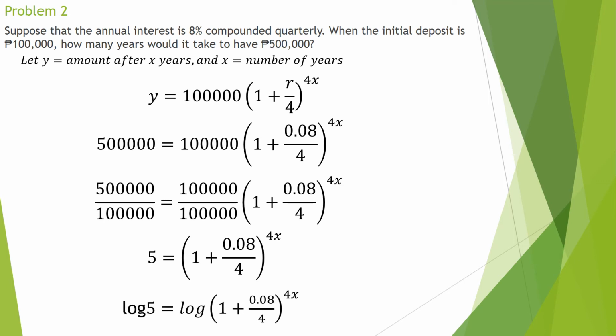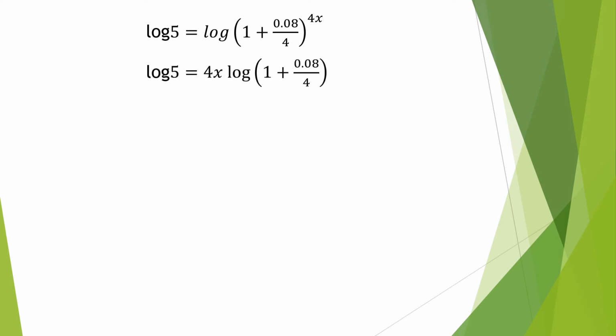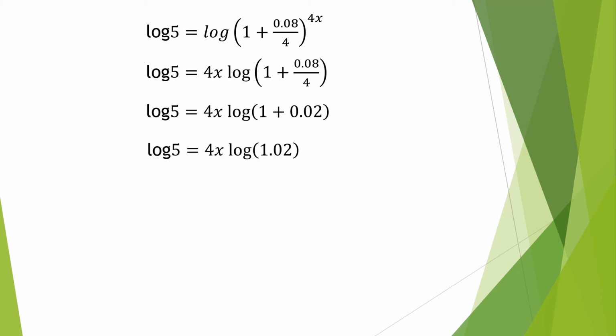And then we will take the log of both sides so that the exponent 4x will be put at the base. Then let's continue on the other page because we don't have enough space. So this is the last part, and we are going to continue by using the property of logarithms by putting the exponent at the side, which is 4x, and then we divide 0.08 by 4, which is 0.02. And then we combine 1 plus 0.02, that's 1.02.